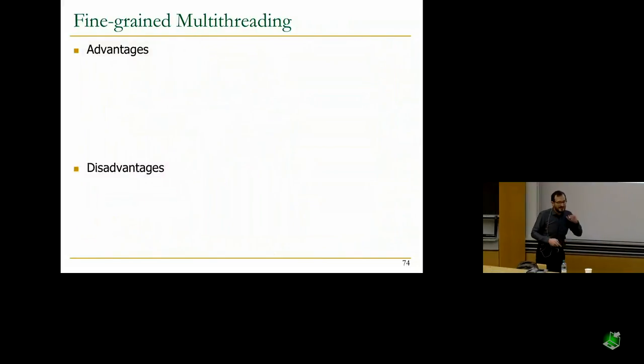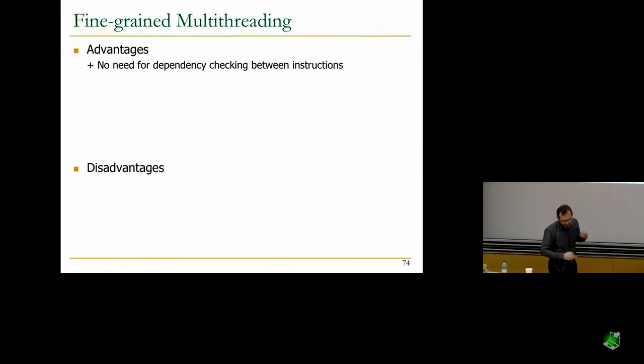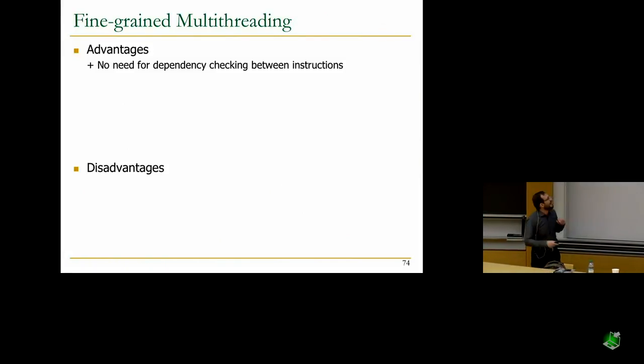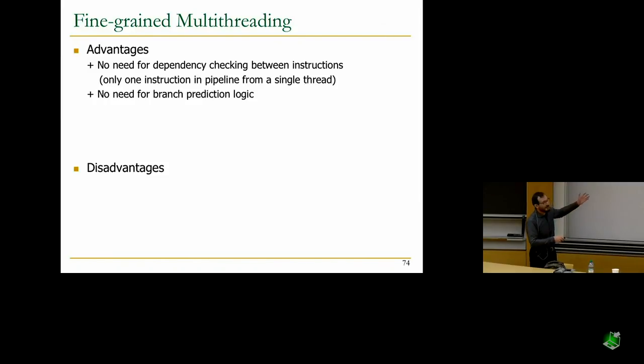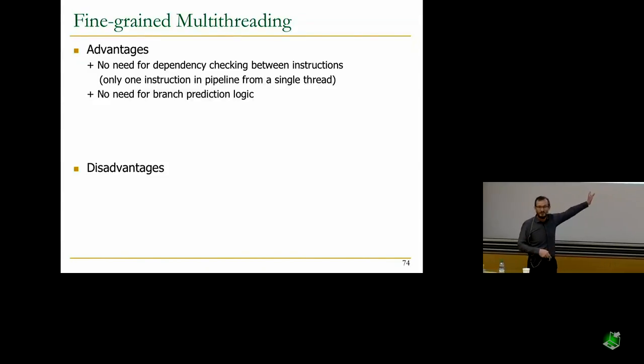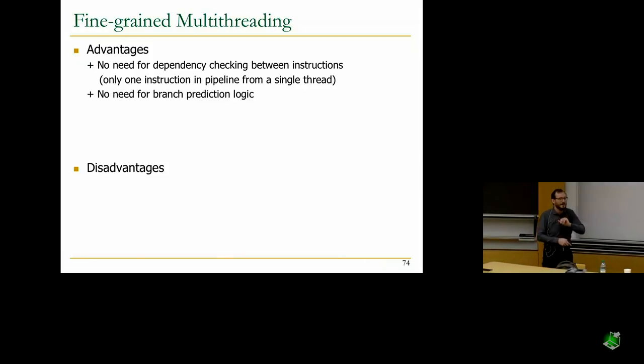So what are the advantages and disadvantages of this? The big advantage is there's no need for dependency checking for anything within a single thread, right? Only one instruction in the pipeline from a single thread. No need for branch prediction logic as a result. We got rid of all of that complexity, right? And GPUs are beautiful because they don't have any of that branch prediction and dependency checking complexity. They have other complexities in the memory system.